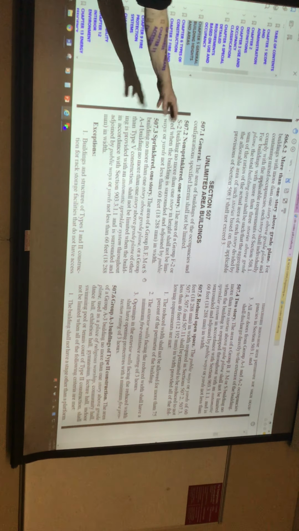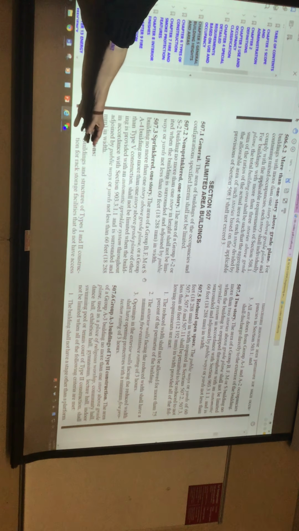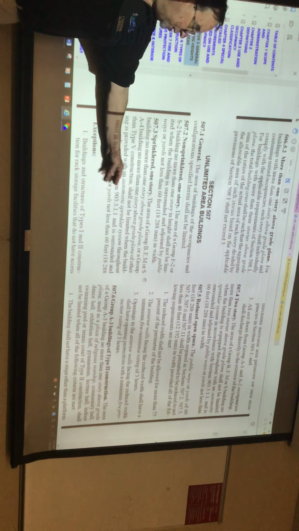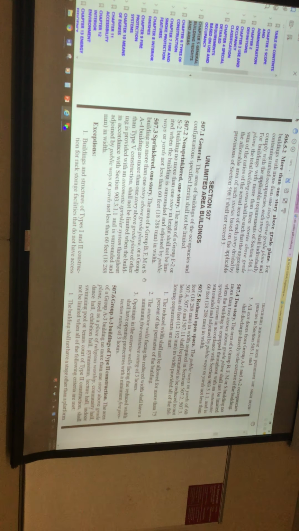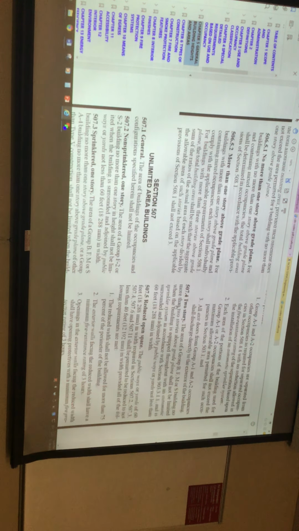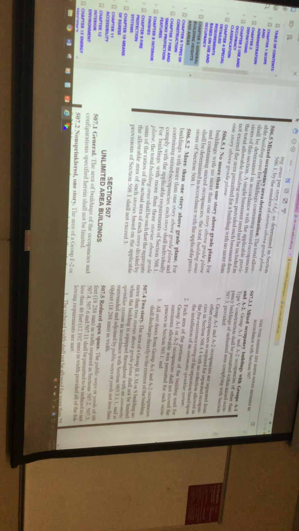So anyway, the primary thing to remember here is on these unlimited buildings, the key point is whether or not it's sprinklered, what the occupancy is, and the 60 feet. That 60 feet is pretty much a constant for each of these scenarios. So even if it's a 2-story building, it's still requiring that 60 feet all the way around it.